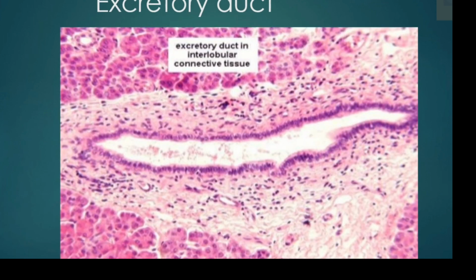Another section taken through the excretory duct, and here the excretory duct is present in the septa, and this excretory duct is lined by stratified columnar epithelium over here.